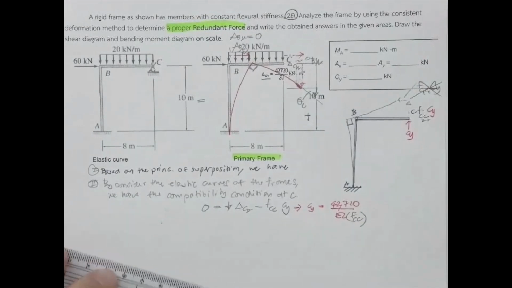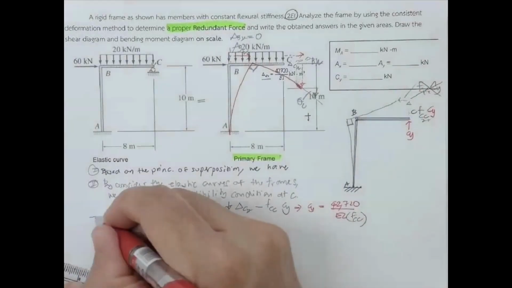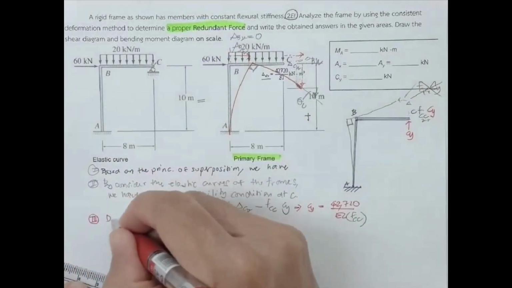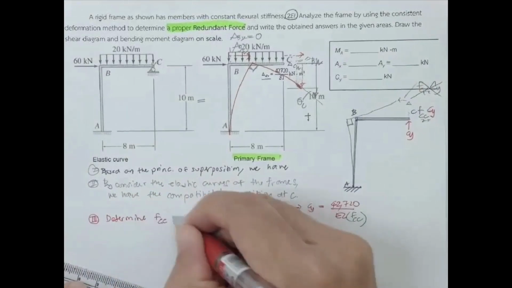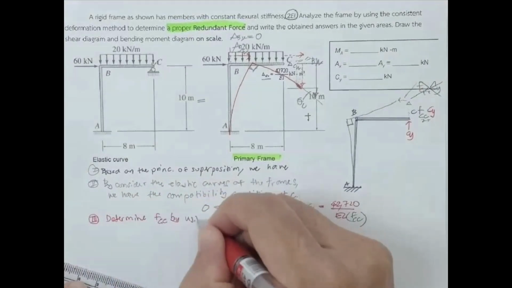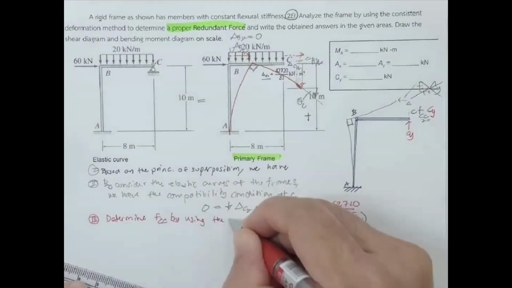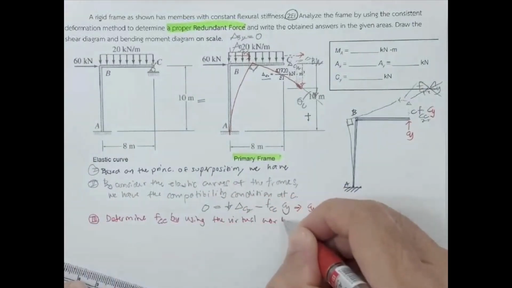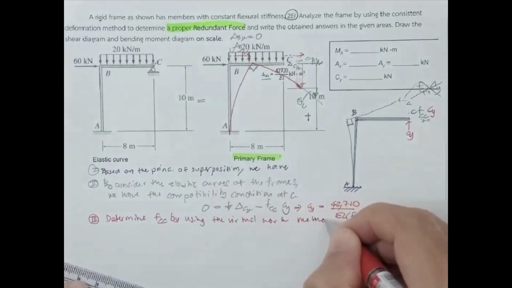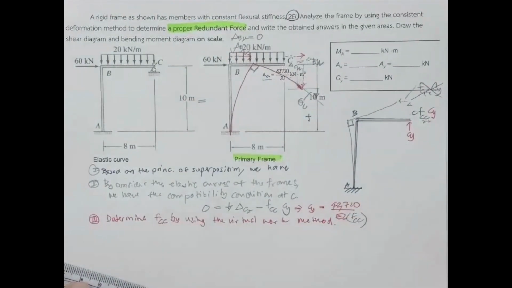Now the problem comes to the next step, the third. You determine F sub CC by using the virtual work method. The virtual work method, and then write the 1.0.